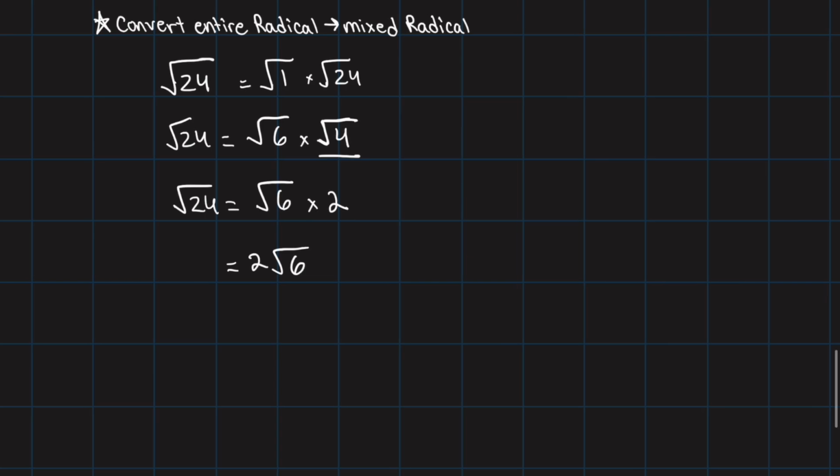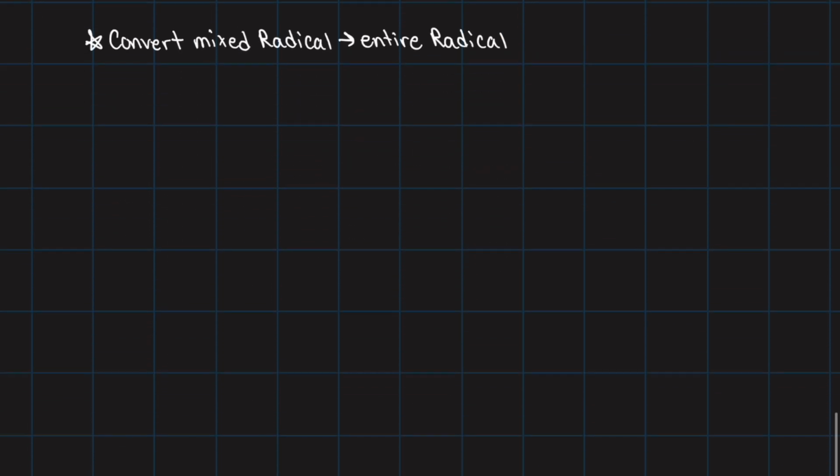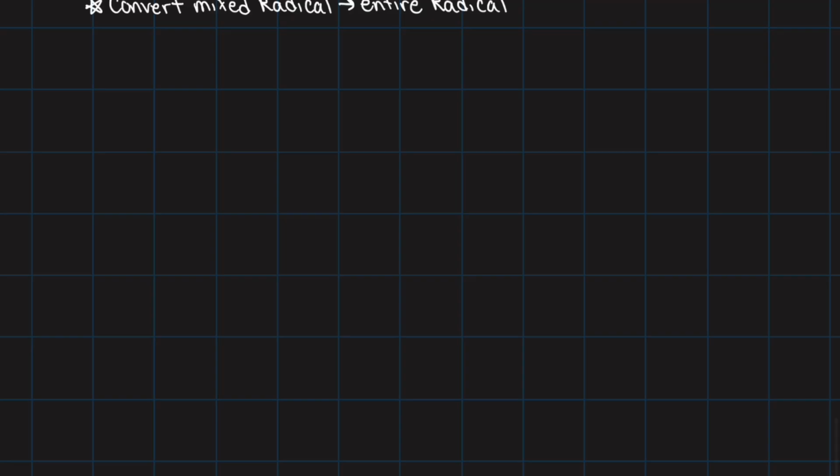And now let's just quickly go over converting mixed radicals to entire radicals. That follows the same pattern, but in reverse. So let's say you have 5 times the square root of 2. You just square the part of this that isn't square rooted. So then to figure out the entire radical, you have 5 squared times the square root of 2, which you just leave as it is.